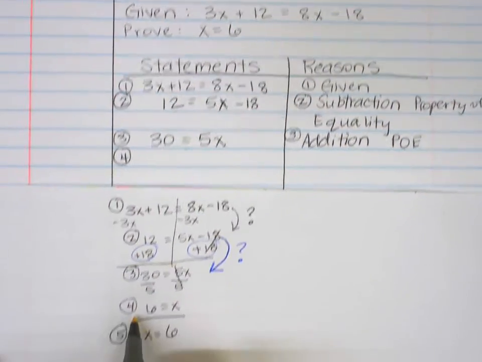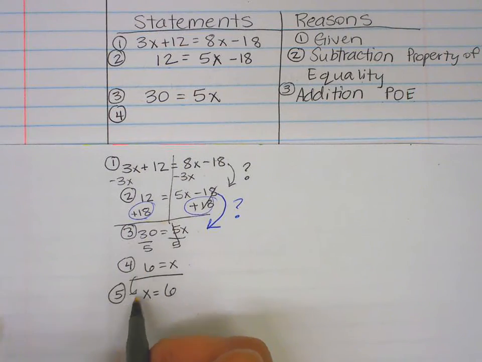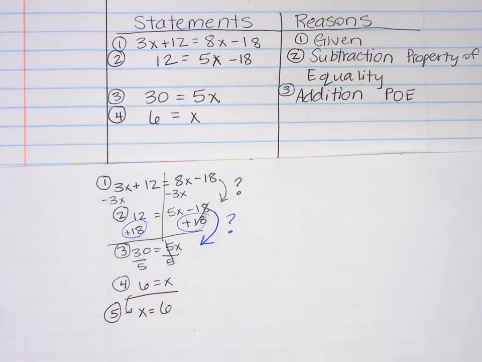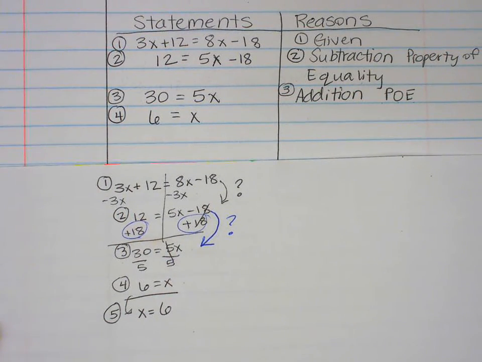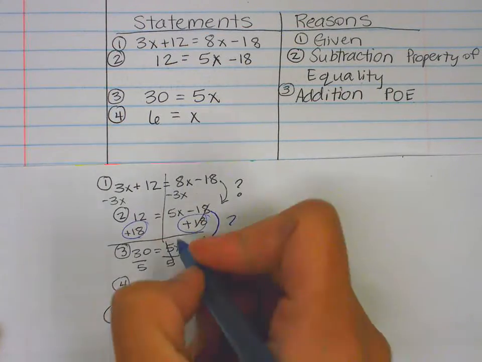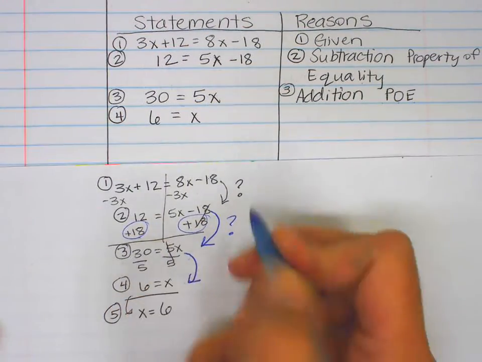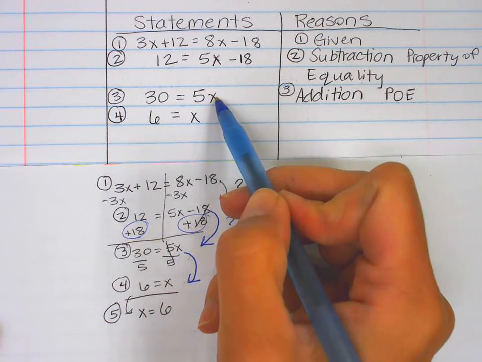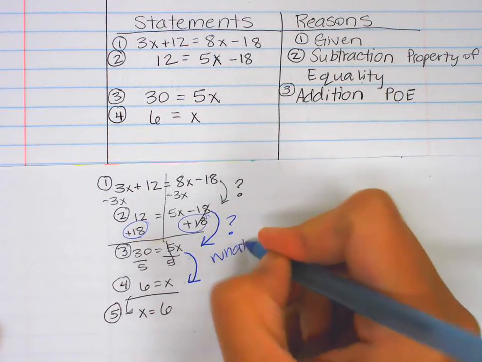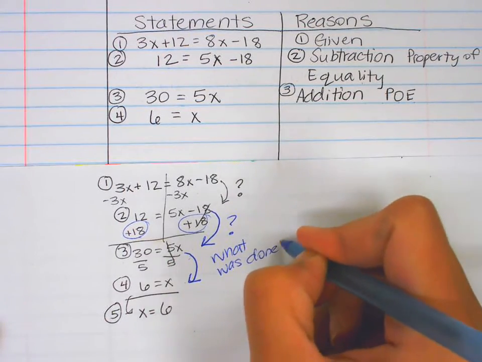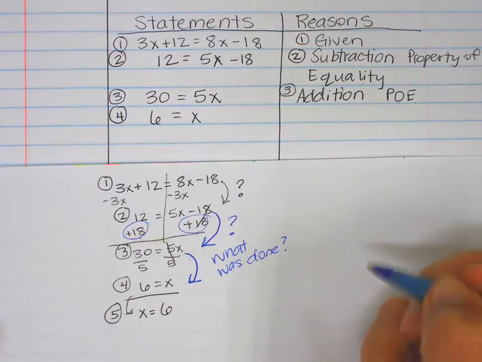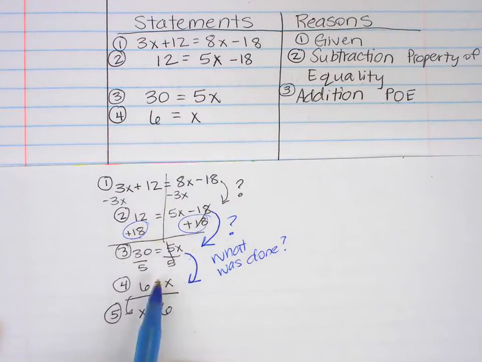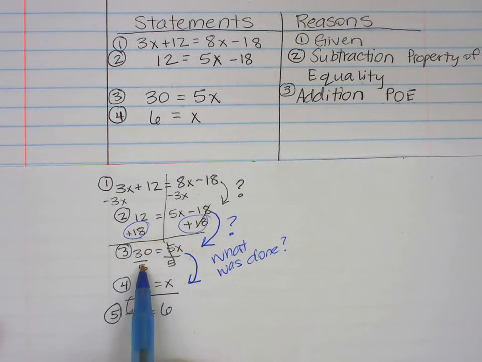That's why I like that I number them here. That way I can follow along. I got 6 equals x. And then to think, well, what's the reason for that? I would look back at my work and think, what was done? What was done from step 3 to get to step 4? So you're always looking back one step and asking yourself, what was done? Well, the 5 isn't there anymore, and the 30 turned into a 6. Looking at my work, oh, I divided by 5.